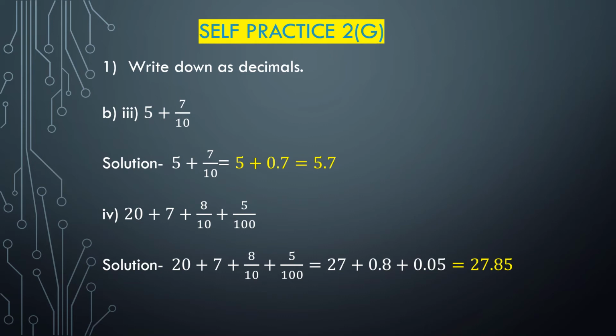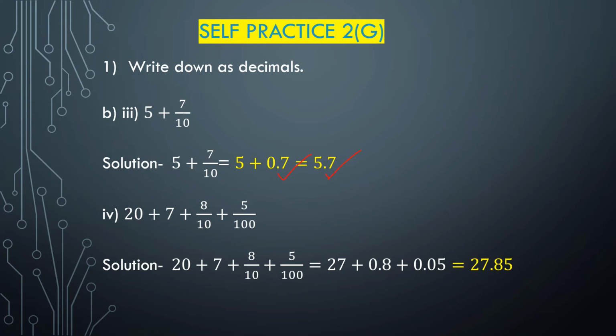Now we solve question number 3b. 5 plus 7 divided by 10. We have to write this as decimals. In 7 divided by 10, 10 has only one zero, so we have to place one digit after the decimal point. So 7 divided by 10 will be 0.7. So 5 plus 7 divided by 10 will be 5 plus 0.7, and 5 plus 0.7 will be 5.7.